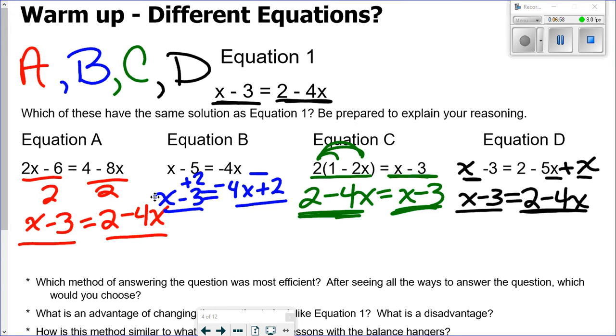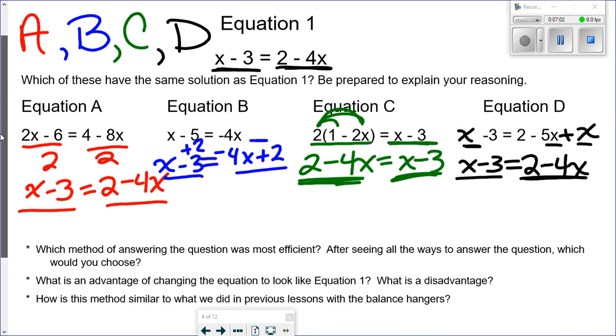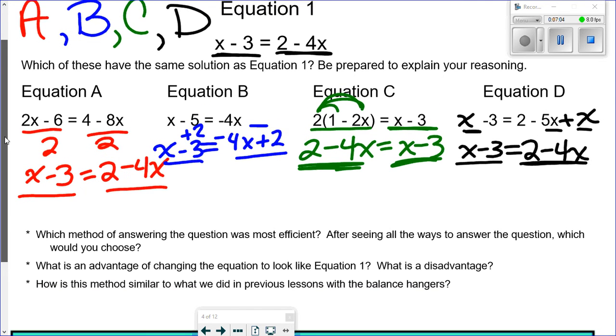A few follow-up questions for you to think about before moving on to the next activity are: which method of answering the question was the most efficient? After seeing all the ways to answer this question, which would you choose? So basically, if you were to think about starting to solve this equation for the letter x, which of these 4 equations makes the most sense to you?